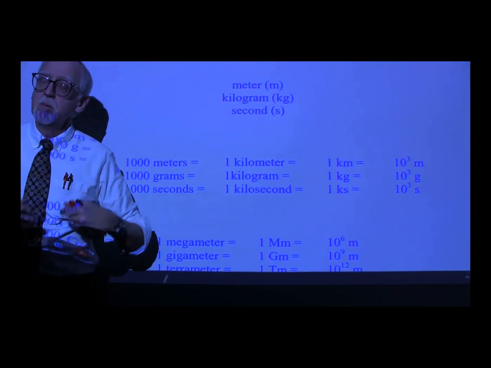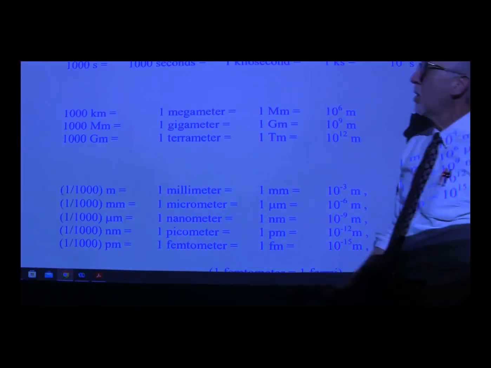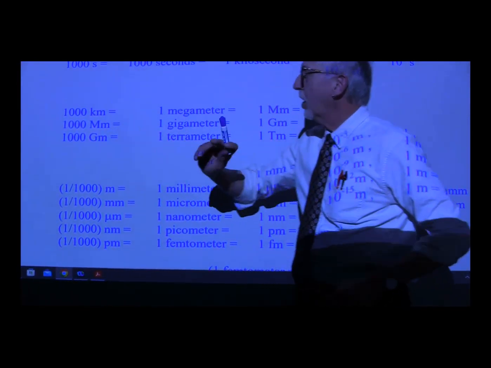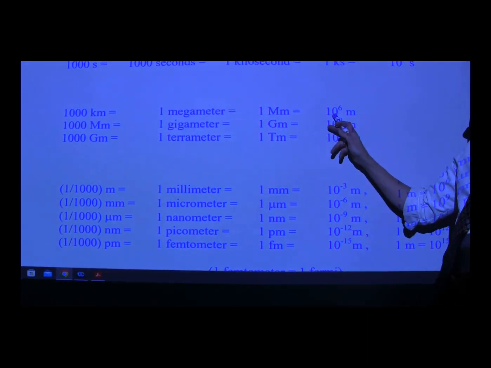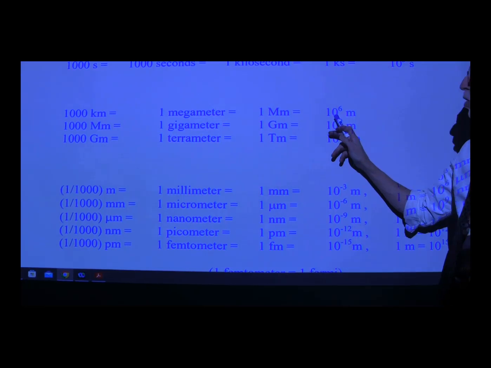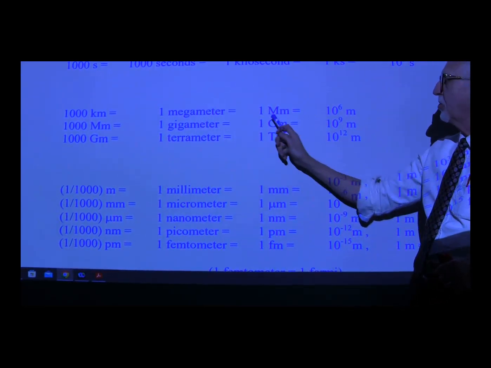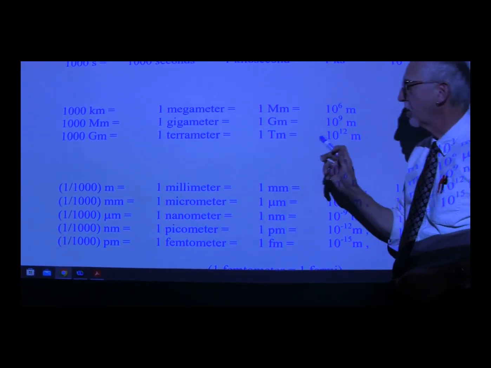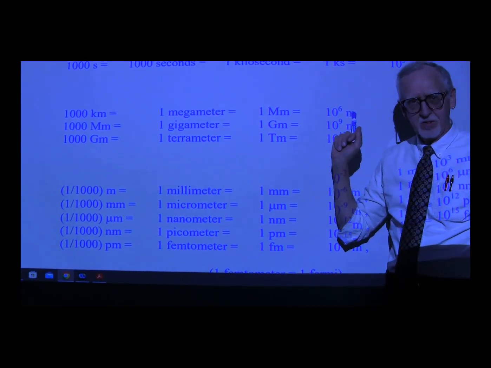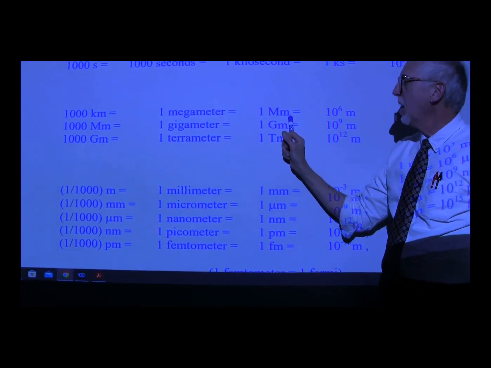Well, we have more units, more prefixes that we can use. 1,000 kilo is a mega. In other words, 1,000,000 is 10 to the 6th, or 1 million. So 1 megameter is 10 to the 6th meters, or 1 capital M, lowercase m. Remember I said make sure you keep track of lowercase versus uppercase. So this capital M is mega, lowercase m is meter.